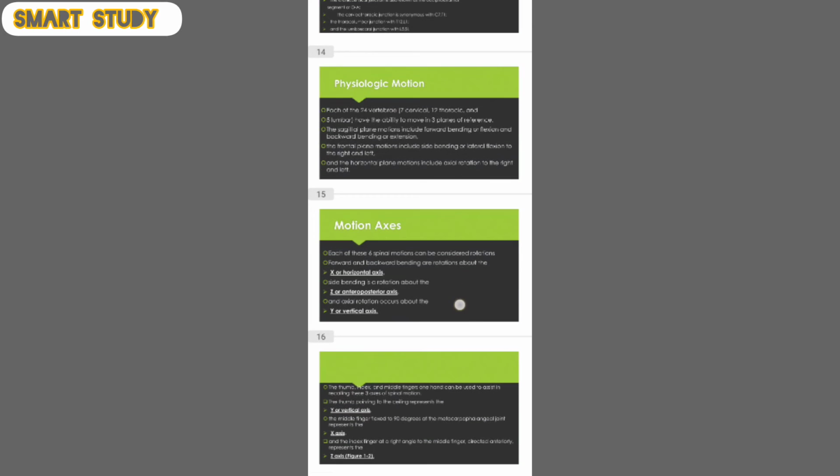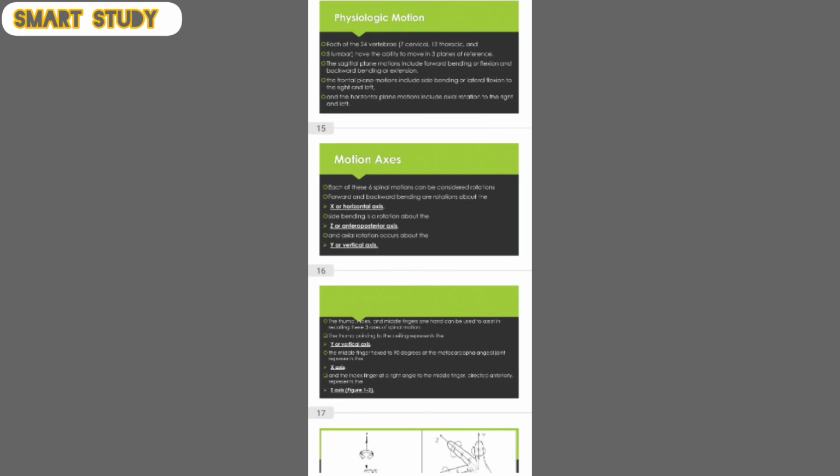Next we have the physiological motion. Each of the 24 vertebrae, that is 7 cervical, 12 thoracic and 5 lumbar, which sums up to 24 vertebrae, has the ability to move in 3 planes of reference. Up next is sagittal plane motion, which includes forward bending or flexion and backward bending or extension. Next, the frontal plane motion includes side bending or lateral flexion to the right and left. And the horizontal plane motion includes the axial rotation to the right and left.